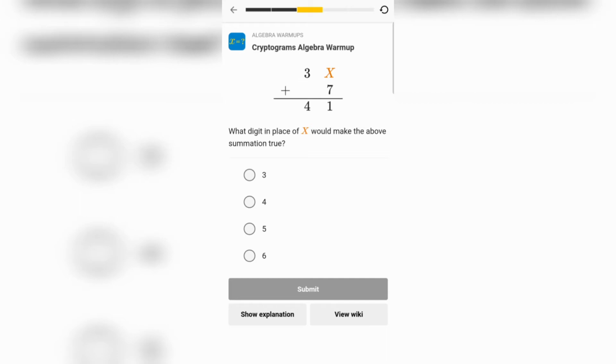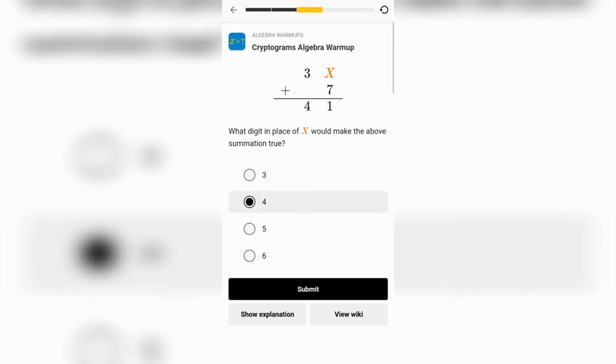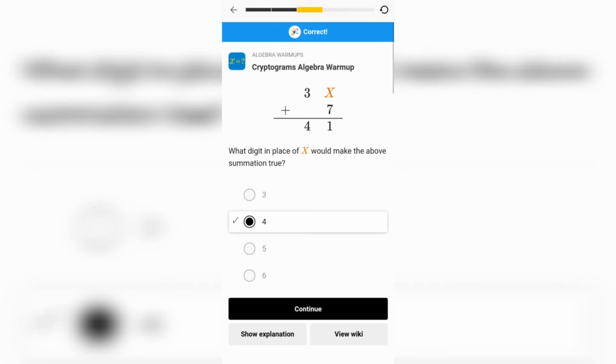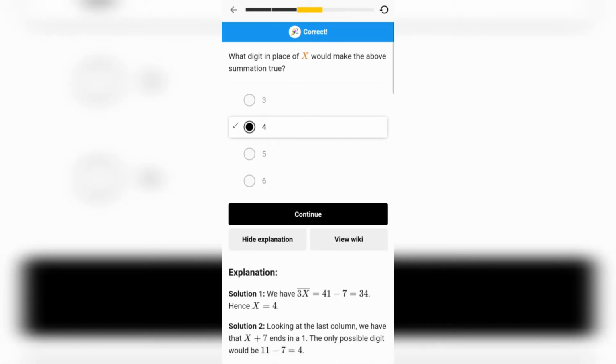3X plus 7 equals 41. What number in the 30s, if 7 is added, is equal to 41? Now, you don't need a lot of brain to do this. We have 34 plus 7 equals 41. And for the explanation, of course for each of these problems there might be multiple solutions. In this case they have only shown 2 solutions.